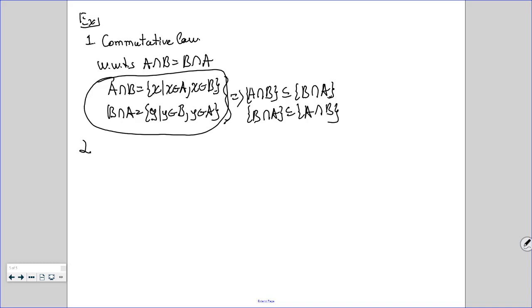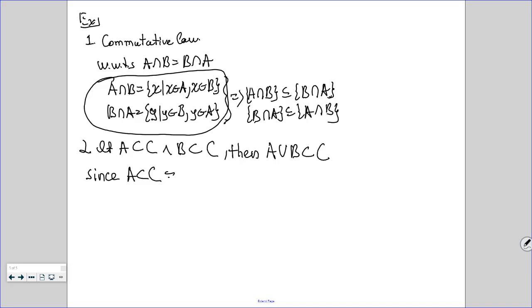Let's do a second example. So we want to show if A is a proper subset of C and B is a proper subset of C, then A union B should be a proper subset of C. We have that since A is a subset of C, then for all x in A, this means x should be in C. The same way, if B is a subset of C, then for all y in B, y should be in C.